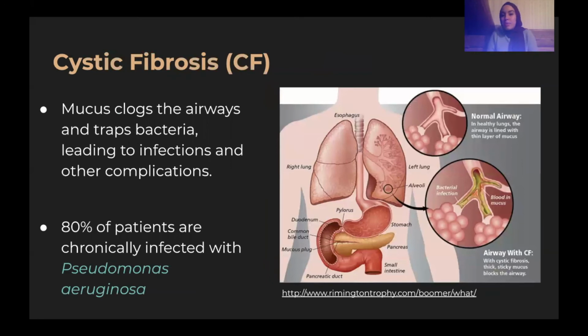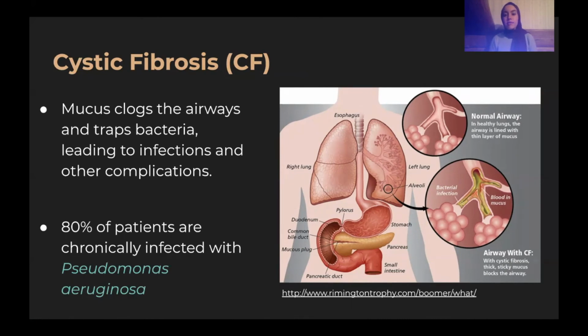So whether my experiment works out or not, what are the implications? What are the clinical implications of all of these studies investigating the effect of rhamnolipids on biofilm formation? So one of the most interesting clinical cases we can see of Pseudomonas aeruginosa biofilm formation is in cystic fibrosis patients. Cystic fibrosis is due to a genetic malfunction of the chloride channel, which leads to mucus clogging the airways in the lungs and trapping bacteria, leading to infections.